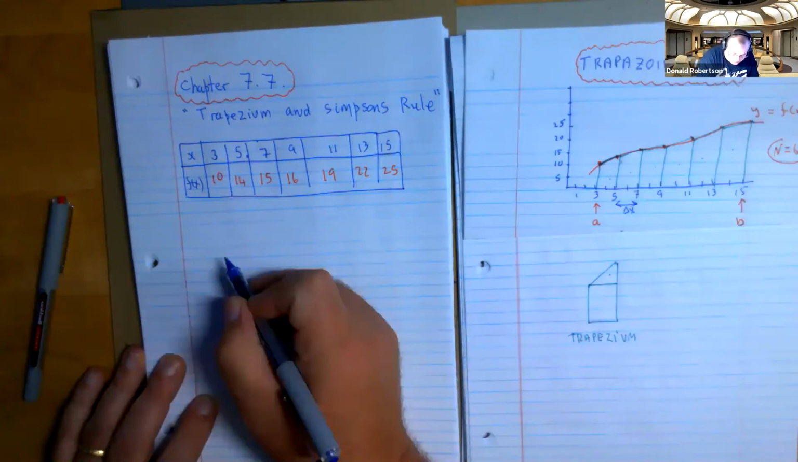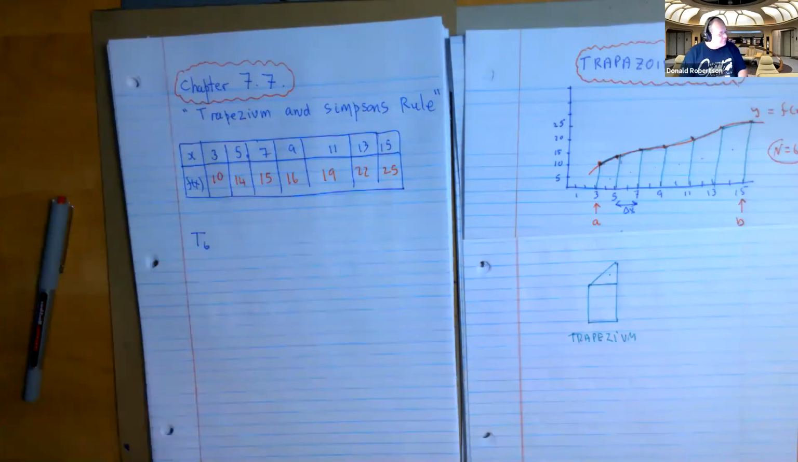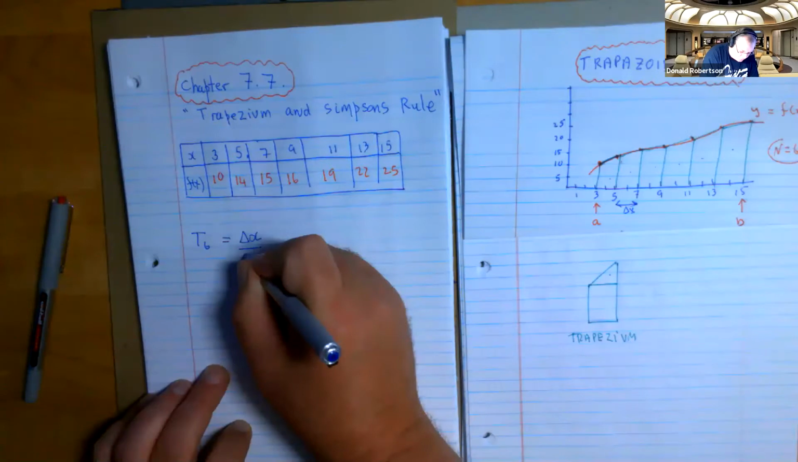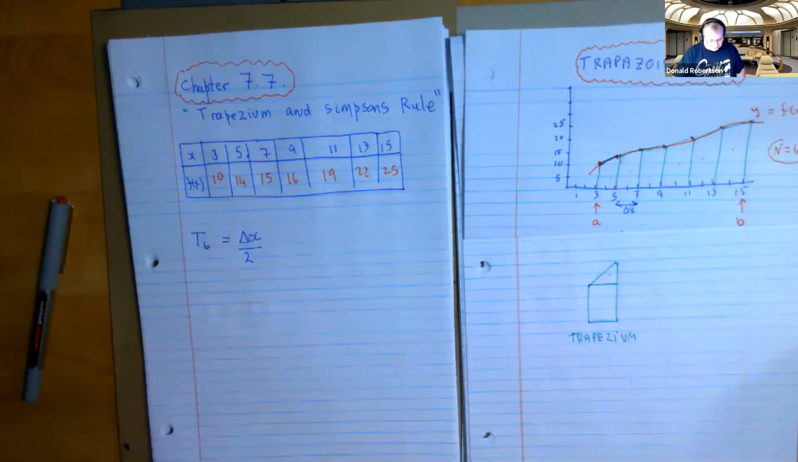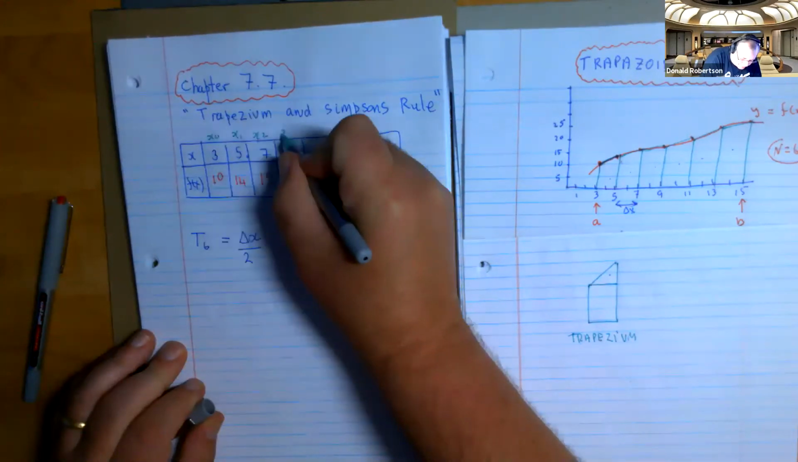So here we go. T6, trapezoid, 6 strips, right? So left 6, right 6, midpoint 6. It's quite a nice notation, isn't it? The first letter tells you who you're using. T6 means you're using the trapezium rule, 6 strips. Its formula is delta x over 2. This guy's called x0, x1, x2, 3, 4, 5, and so on.